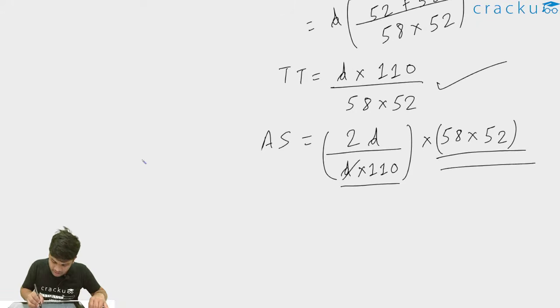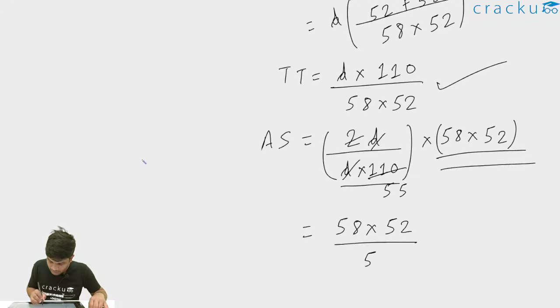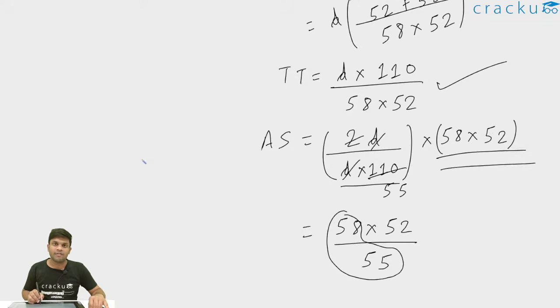So from here d and d will cancel out, and 2 will cancel out 55 times. So average speed will be 58 into 52 divided by 55. So you can see that 58 divided by 55 will be a little bit greater than 1, and it is multiplied by 52. So the answer will be greater than 52.